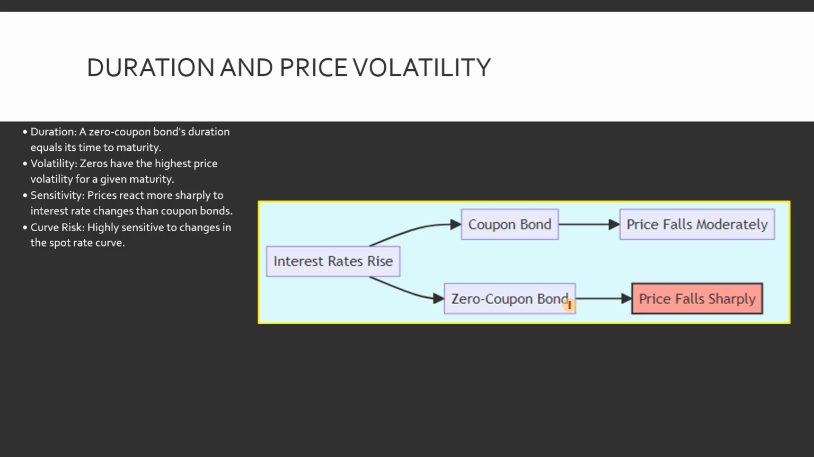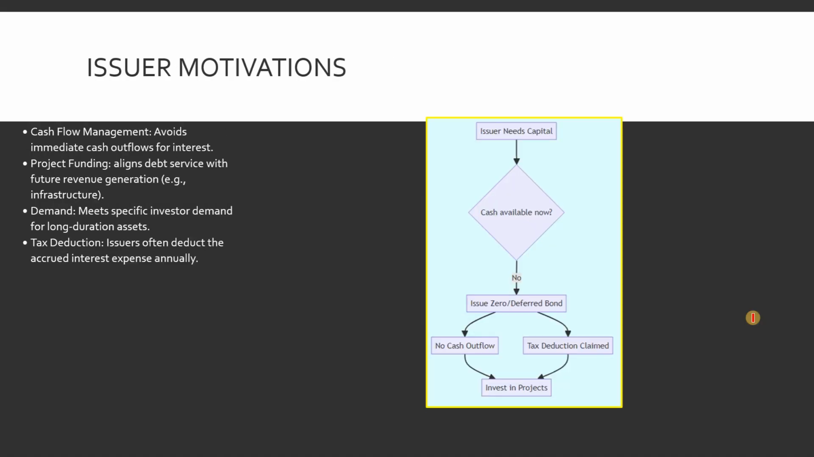So to trigger the event, as you can see in the workflow, if interest rates rise, this impacts both bond types. The top path is the coupon bond, which continuously pays you coupons on some defined frequency; its price falls moderately. But in the case of a zero coupon bond, the price falls very sharply, which the highlighted box emphasizes as the higher volatility risk associated with zero coupon bonds.